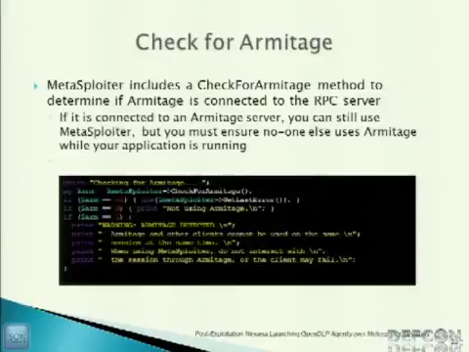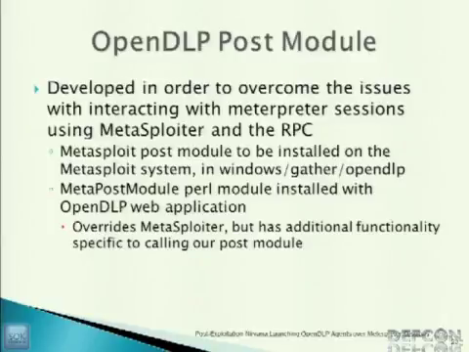So as a stopgap measure, I created a little method that will check to see if Armitage is currently using the RPC connection that we're connected to. And it just returns true or false. But still, all I can do is display a warning in OpenDLP saying, hey, you're connected to Armitage. You might want to consider telling people not to use it right now. So that really wasn't ideal. That's not what we wanted.